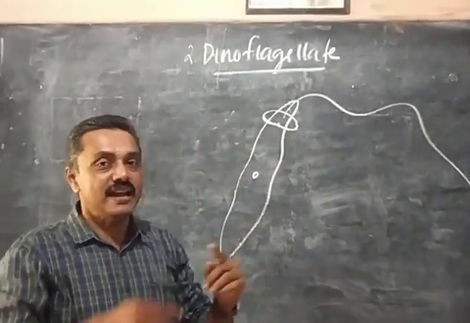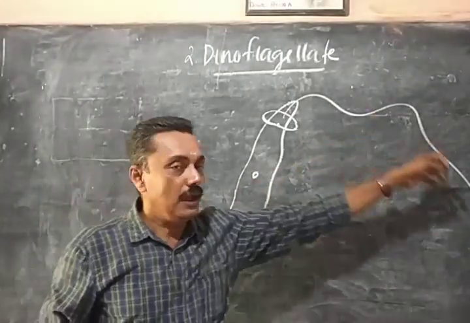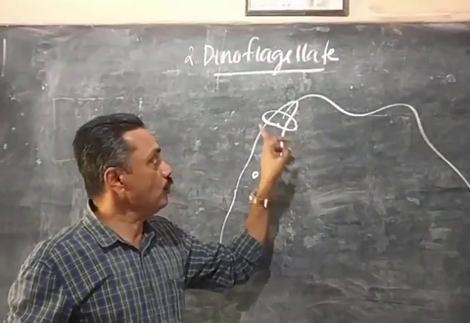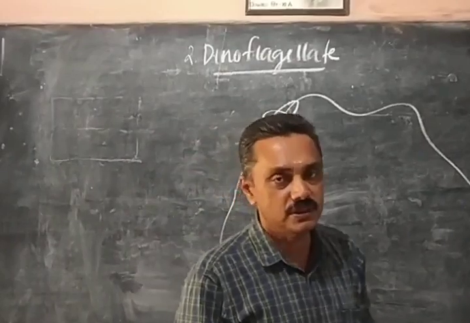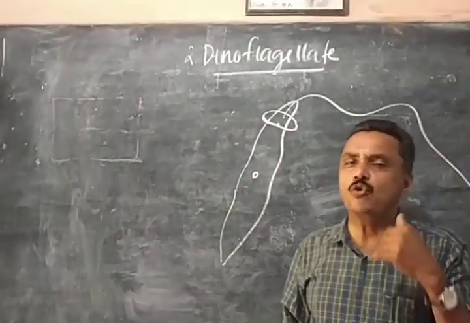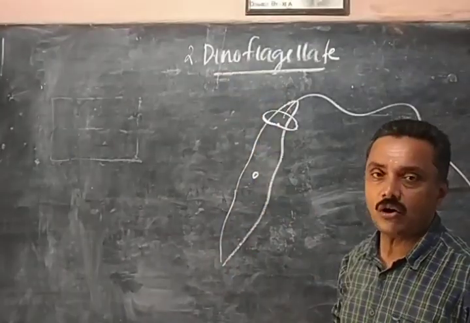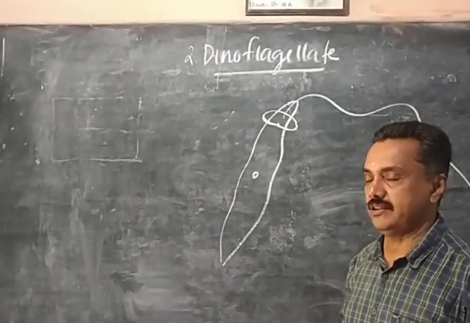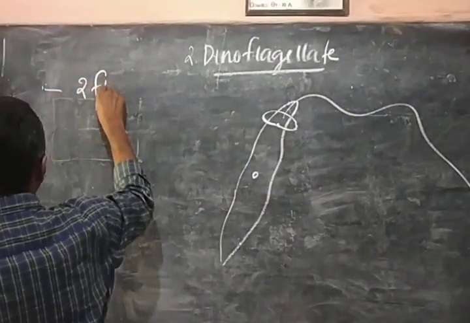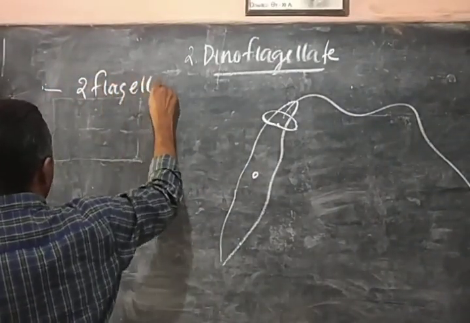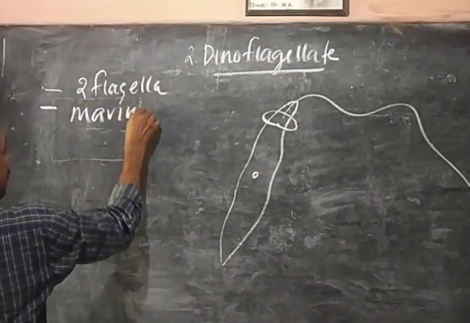And another flagella is coiling around the cell. Two flagella: one long flagella, and one round flagella around the cell. Two flagella are present, and thousands of organisms come under this group. All are with two flagella, so they are called dinoflagellate.